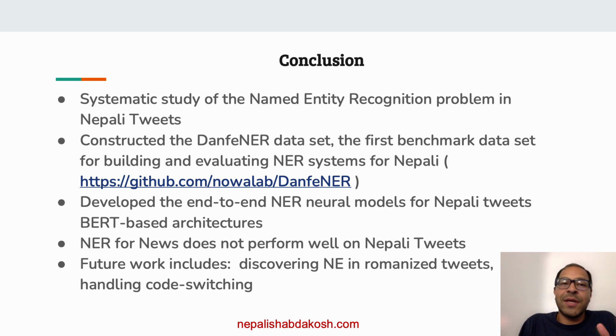We also trained several end-to-end transformer-based NER models for Nepali tweets, and showed comparisons between different flavors of monolingual as well as multilingual models. We also validated that a named entity recognition system trained on formal news articles does not perform well on Nepali tweets, actually by a huge margin. Our future work includes discovering named entities in Romanized tweets as well as code-switching tweets, which we have not handled but are a very important area for the future.